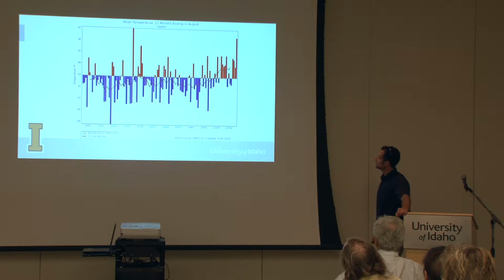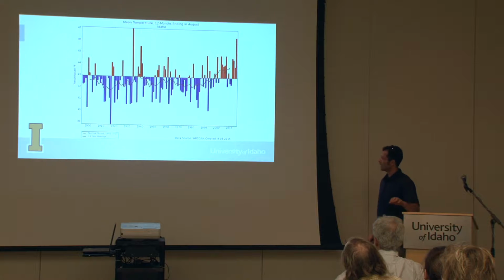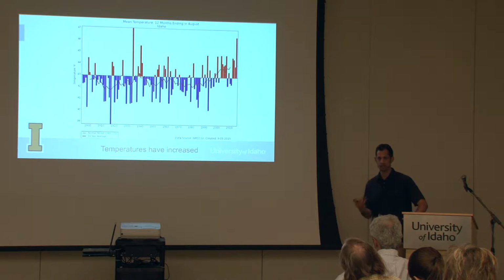And 2015 has certainly been warm. 1934 is the warmest year on record. We'll see what the next few months have in store for us if we challenge that at all. So we conclude that temperatures have increased in Idaho as they've increased in the United States, as they've increased globally.